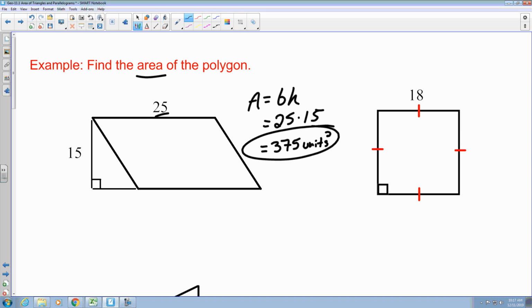Here we have a square, so the area is going to be whatever the side value is squared. So it's going to be 18 squared. When you take 18 squared, it's going to be 324 square units.